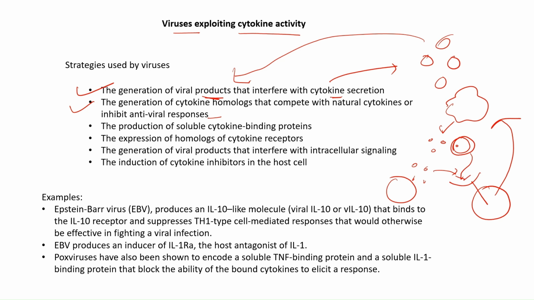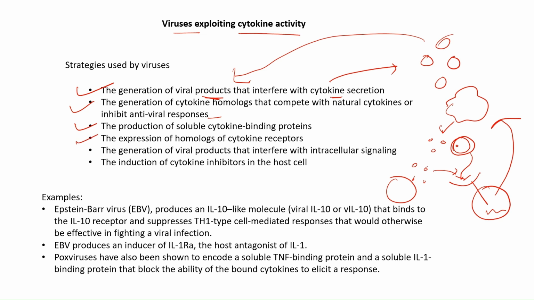Once the viral cytokine is bound with the receptor, gene expression won't take place and the T cell won't proliferate, and that's how it cannot attack the virus. So the virus is now safe and it can invade our body to cause disease. Next strategy is the production of soluble cytokine binding proteins. That means they produce some proteins that bind with the cytokines and thereby inhibit the binding of the cytokine with the receptor.